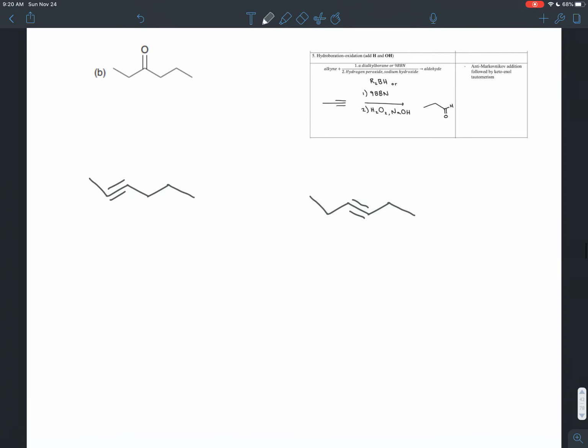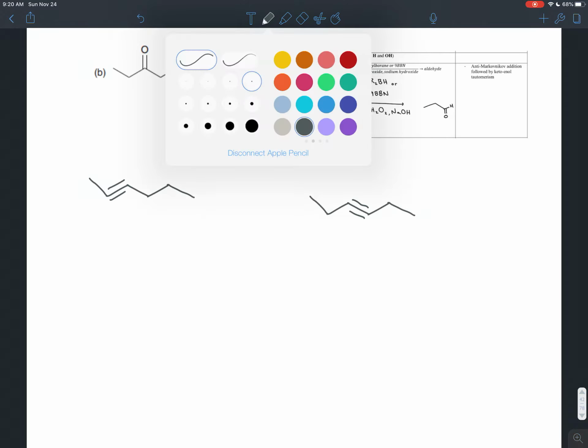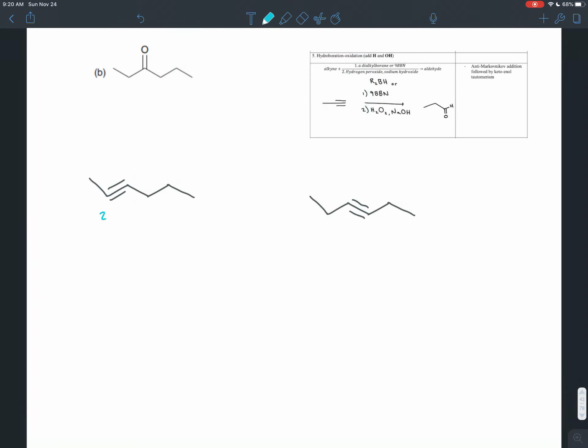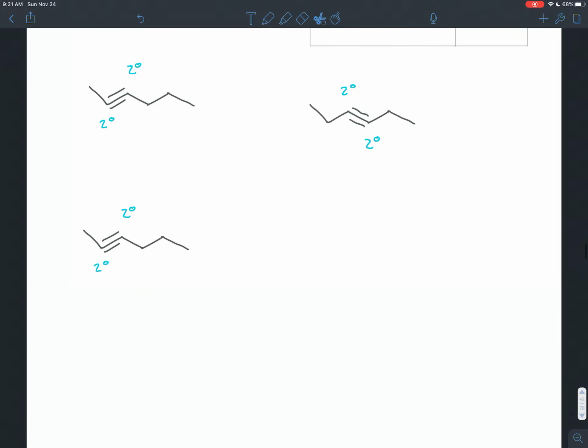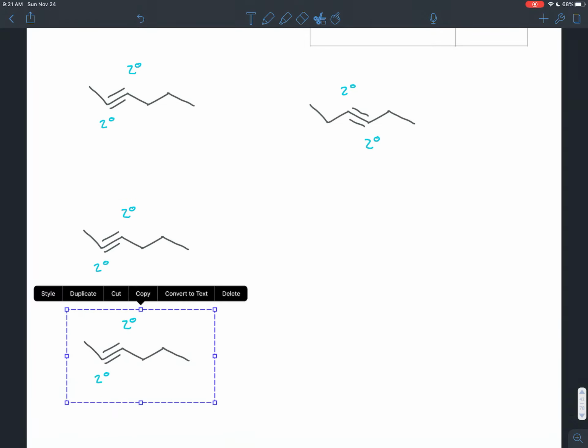So what happens when you treat each of these with the ingredients for hydroboration-oxidation? You'll notice that both of the carbons here are equally substituted. They're both secondary on the left, and they're both secondary on the right. And because they're equally substituted, you will get two products in each case. So let's draw those two possible products.